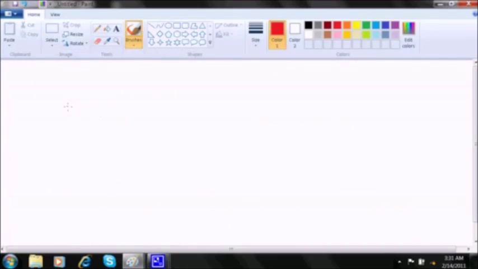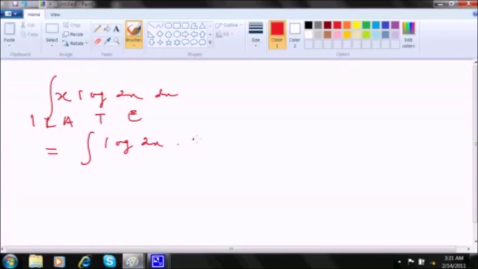So let's do another one: x log 2x. ILATE: I, L, A, T, E. You can make out that L should come first, logarithmic should come first, then algebraic. So this is not u, this is not v. I'll have to choose; first I'll have to write log 2x into x dx. So now it is coming: L is logarithmic, then it's A.